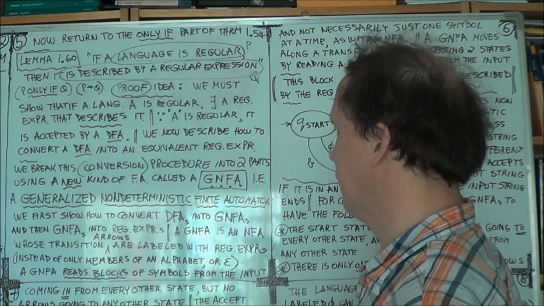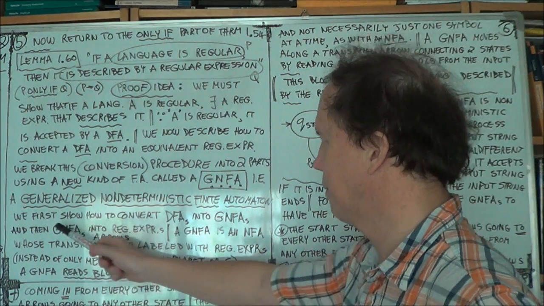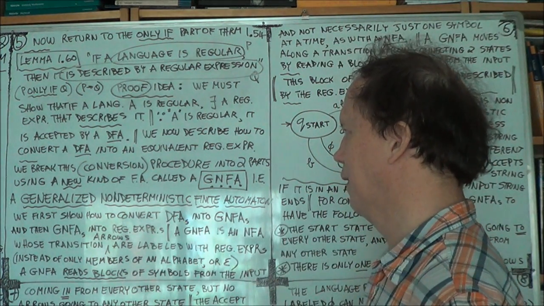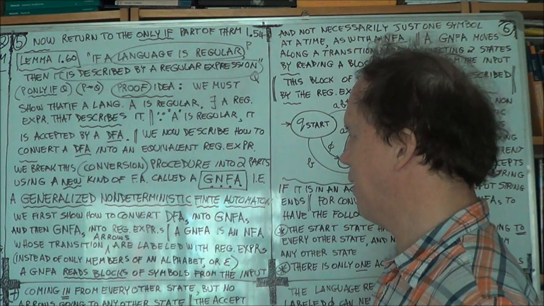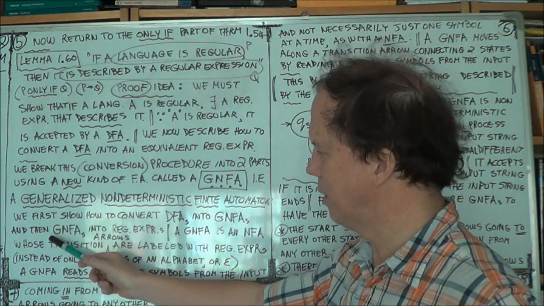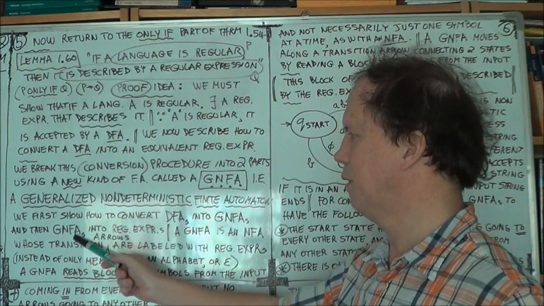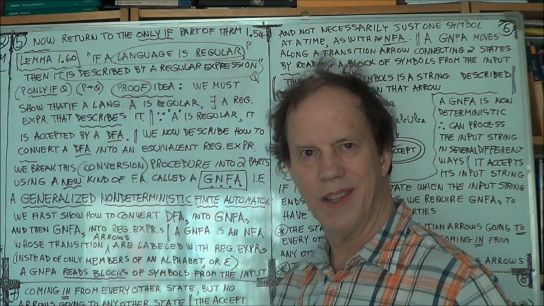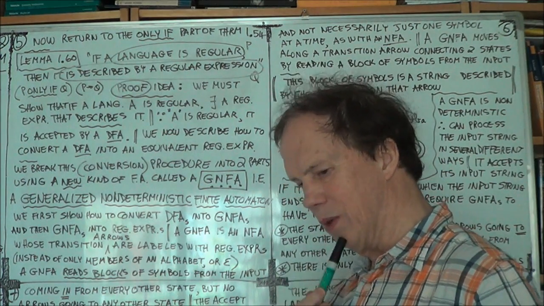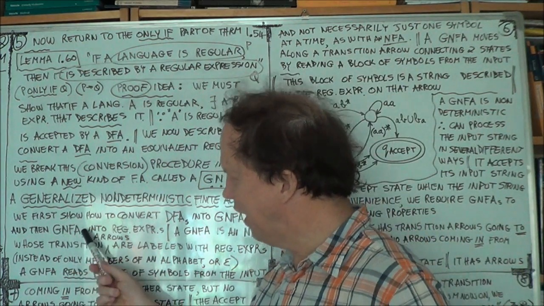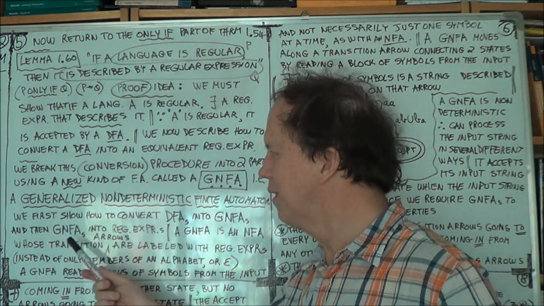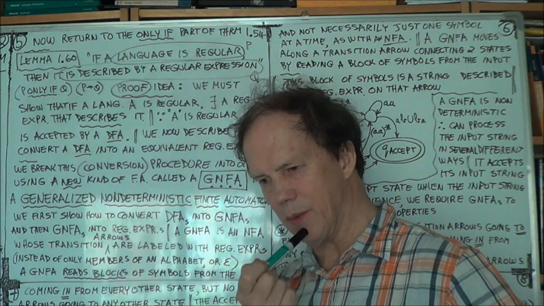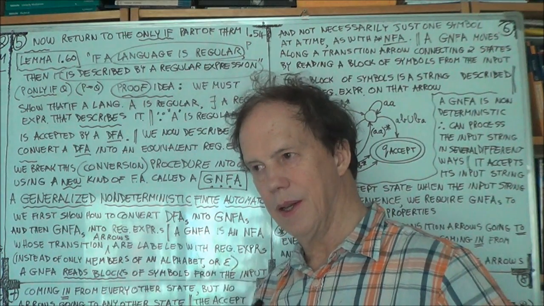Okay, so first show how to convert the DFA into a GNFA, and then, as the next step, how do you convert a GNFA into regular expressions? All right, what is a GNFA? Well, it's an NFA, not surprising, but generalized. But in what sense is it generalized?